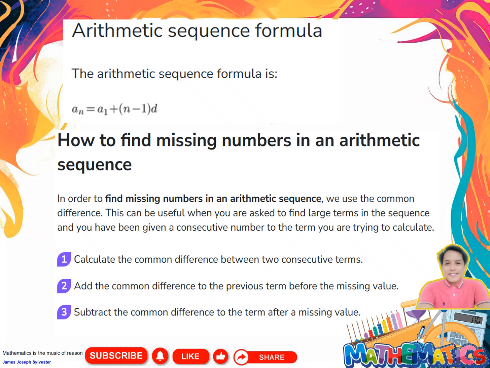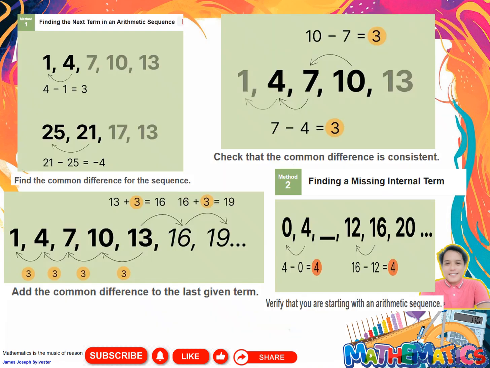Discuss the arithmetic sequence formula, then also how to find missing numbers in an arithmetic sequence. We have the following steps. Then we have the following methods using the formula of arithmetic sequence to find the next term in an arithmetic sequence. The first step is find the common difference for the sequence. Second, check the common difference is consistent. Third, add the common difference to the last given term.